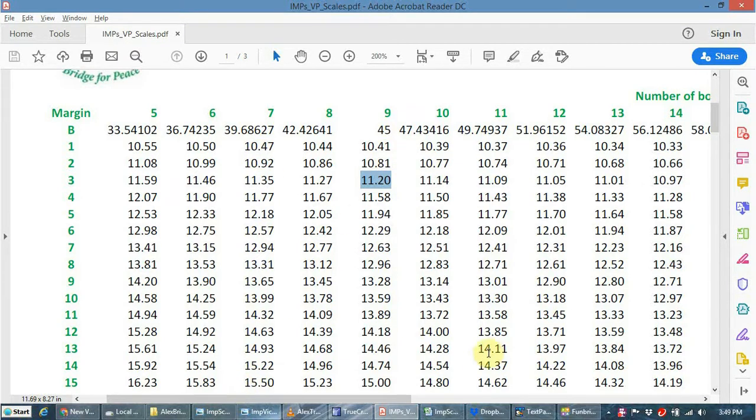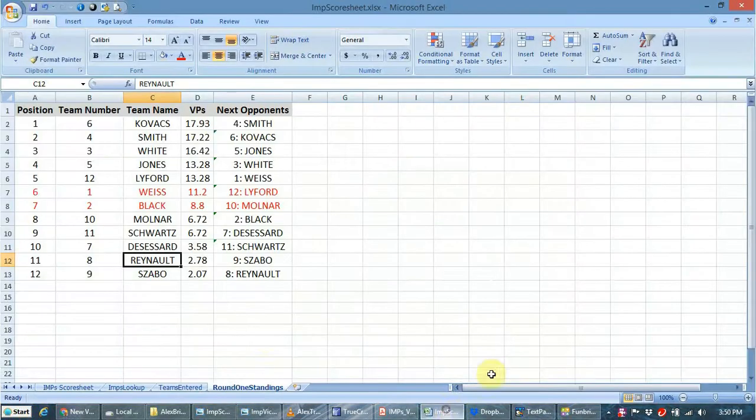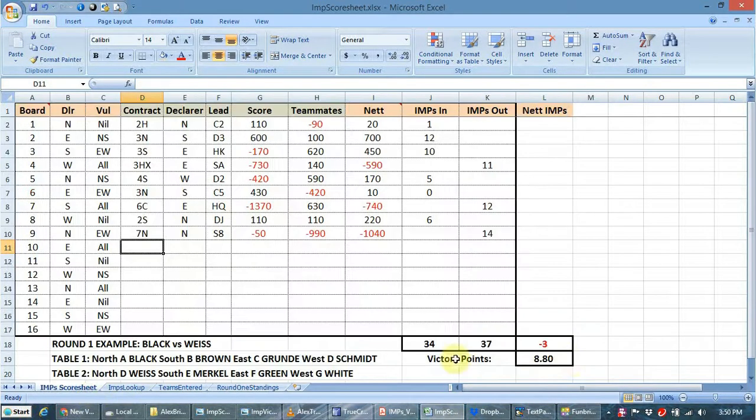I think I've covered a little bit of tactics as well. Just one thing I should mention is that we used to have a much simpler victory point scale, much simpler, that you may still find in use in some places around the world. Instead of these victory points, which are to 2 decimal places, we lost that match by 3 imps, and therefore we got 8.8 victory points.